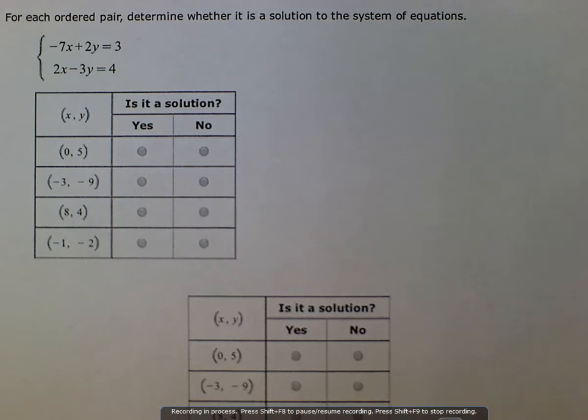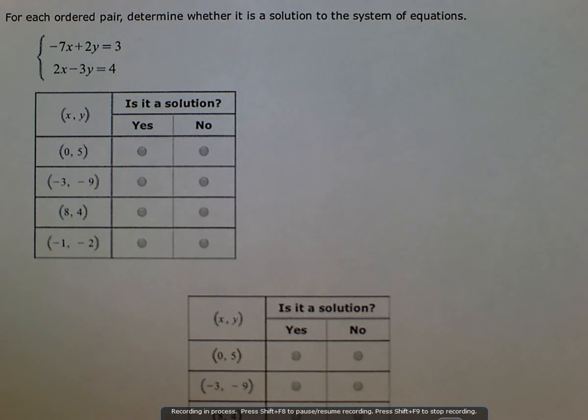So this problem is asking us to determine for this system of equations whether each of these ordered pairs is a solution or not. So there's two ways to go about this. One, if we want to check to see if it's a solution, we can just plug it into both of the equations, and it's got to work for both of the equations in order to be a solution. Or two, we could just solve the system and figure out what the solution is.